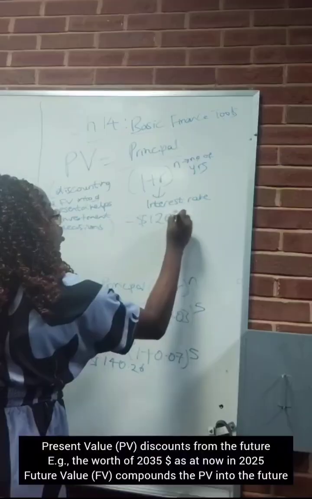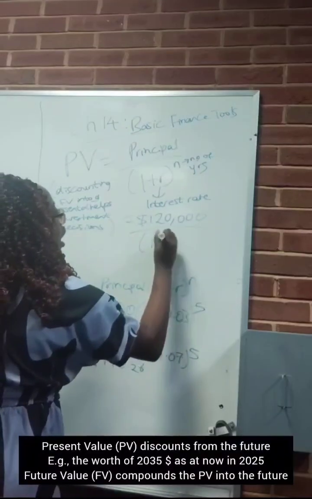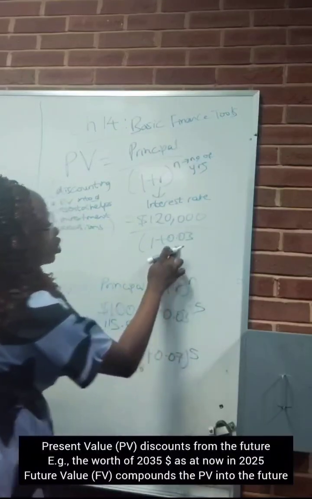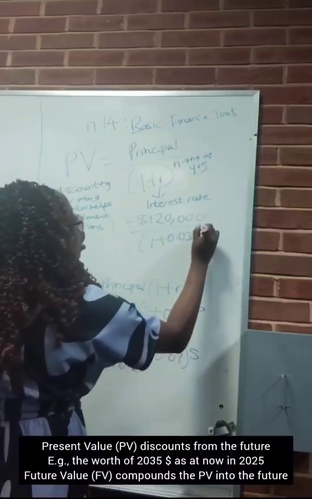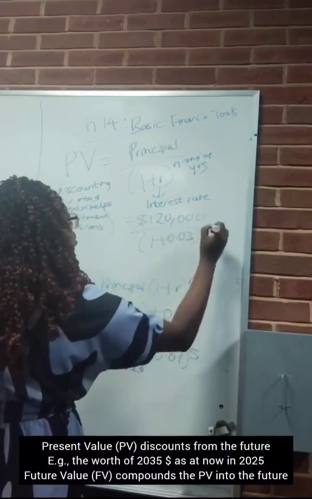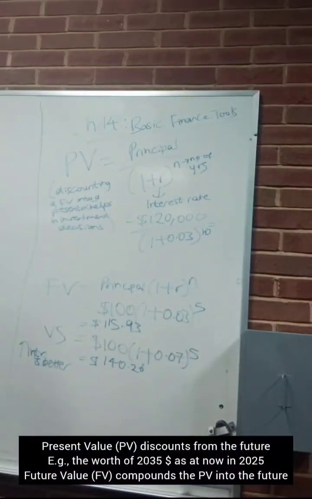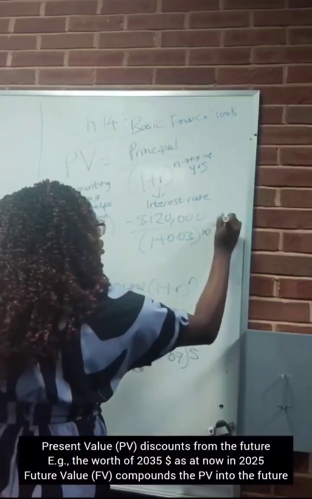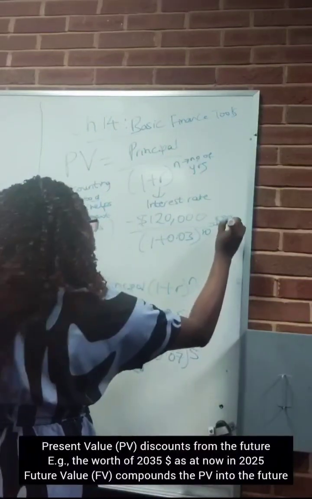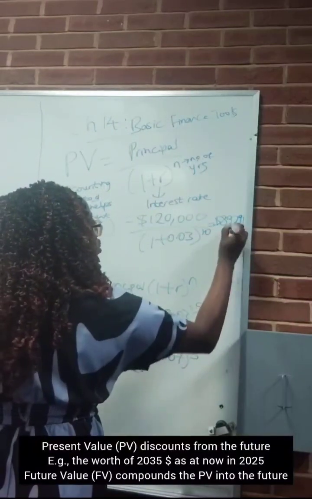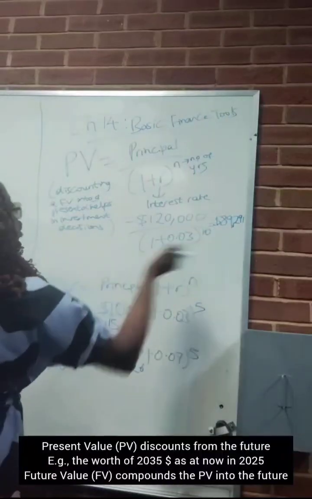So let's quickly do that, right? So you have $120,000, which is your principal. And let's assume again the interest rate is 3%, so 0.03, 3 divided by 100 in the next 10 years, right? This is going to give you about $89,000 and $291, roughly about this amount, right? So let's keep this money on one side.